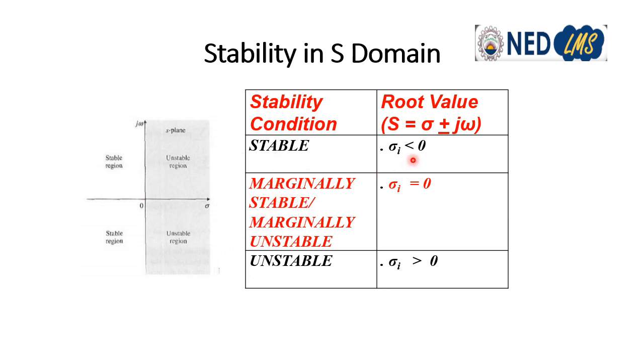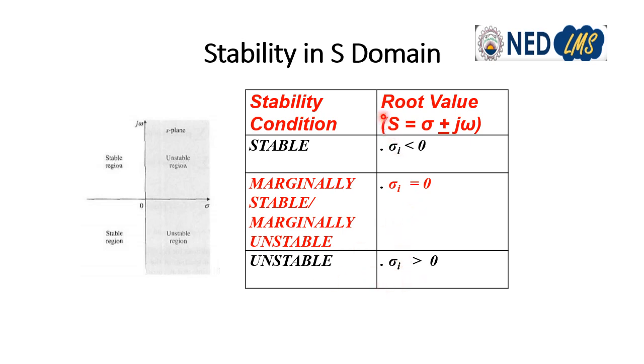So if sigma I is less than 0, or negative, the root's value is negative, we say that the system is stable. And if sigma is 0, we say that the system is marginally stable or marginally unstable. It actually corresponds to a pure sinusoid, which is undamped. And if sigma I is positive, we say that the system is unstable.